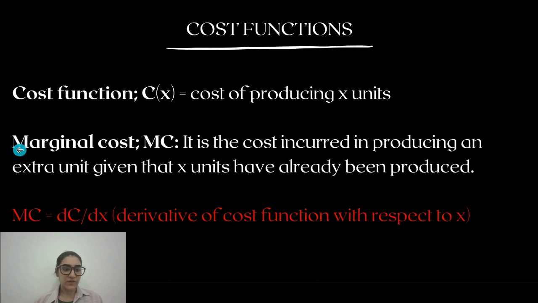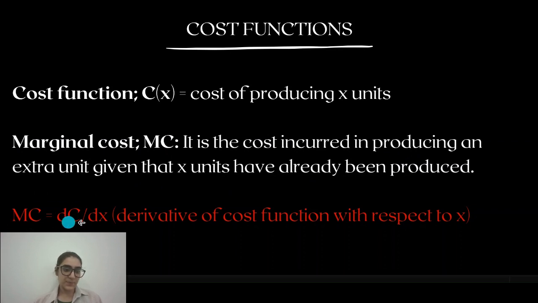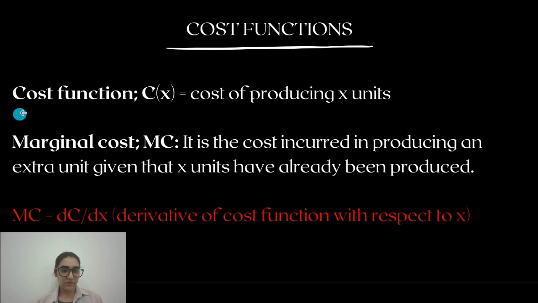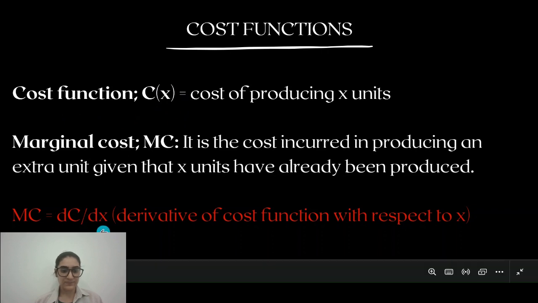Moving forward, where do we apply derivatives in these cost functions? We have marginal cost, which is MC. It is the cost incurred in producing an extra unit, given that x units have already been produced. So, how do we represent MC? MC, or the marginal cost, is the derivative of this cost function, which is C of x, with respect to x units.